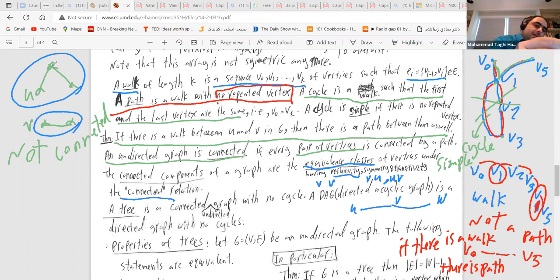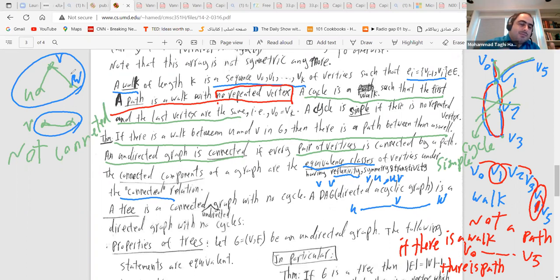And of course, we have all of these properties: U is always connected to U; if U and V are connected, then V and U are also connected; and if U and V are connected and V and W are connected, then U and W are connected. Again, connected means that there is a walk or a path between these two vertices. And as I mentioned in the theorem, if there is a walk between them, there is a path between them.